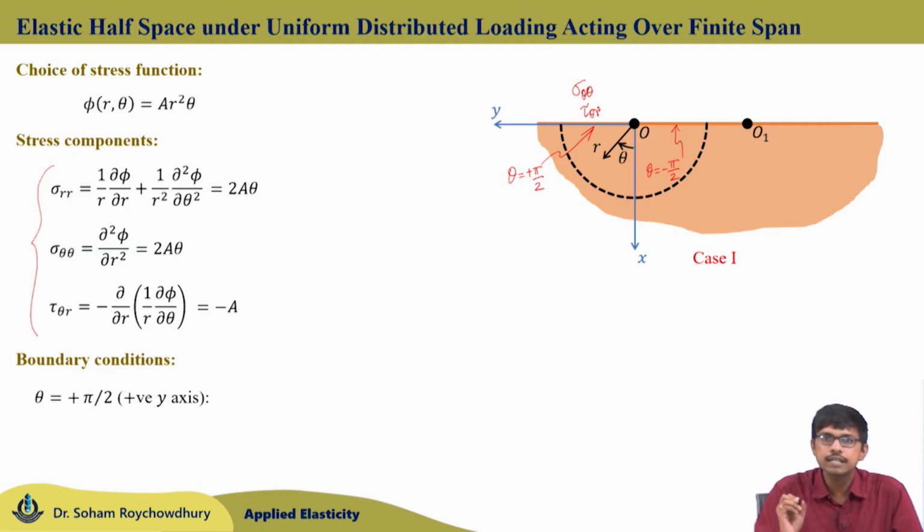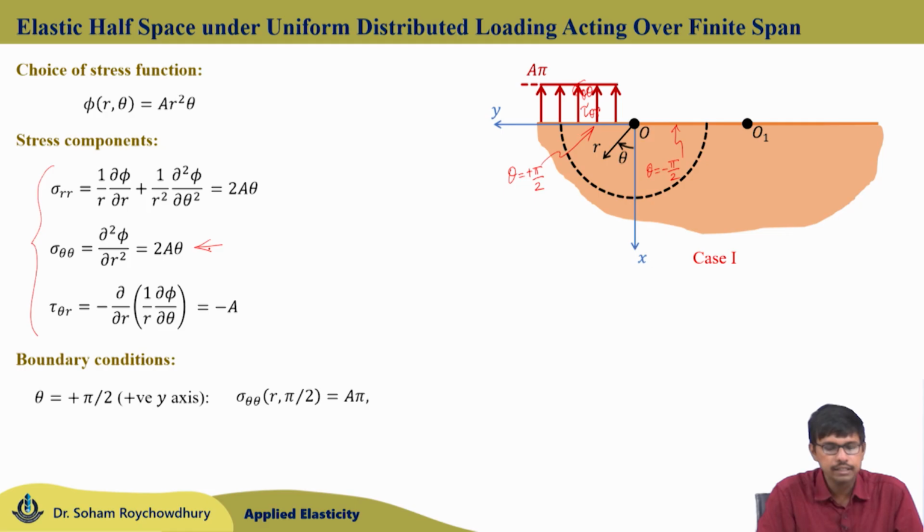Sigma r r does not exist on the positive or negative y axis, on the theta equals plus or minus pi by 2 planes. Only sigma theta theta, the normal stress, and tau theta r, the shear stress, exist on those two planes. So, for the positive y axis, or theta equals plus pi by 2, substituting theta with plus pi by 2, sigma theta theta would be a pi.